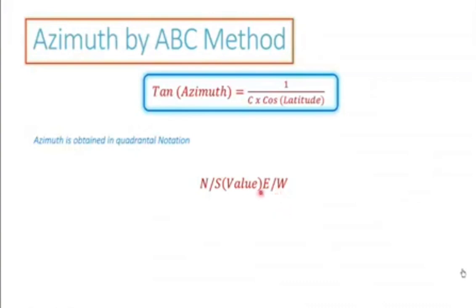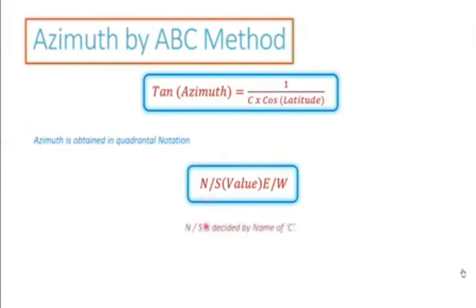Now this is also very, very simple. The north-south value to be written in the beginning is decided by the name of C. Remember, I told you when we combine A and B, if both are of the same name, the name of C is also the same as A and B. If A and B are of opposite names, C gets the name of the bigger value. So whatever is the name of C, the same name is used in the beginning before the value, either north or south.